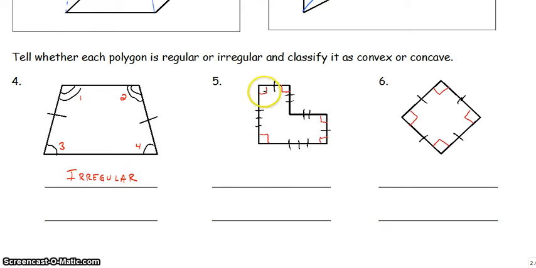Number 5, I have 1, 2, 3, 4, 5 angles in the interior. This is technically a sixth angle. It's not 90 degrees. So this would be irregular as well. But you could also tell from the side lengths. As you look at the side lengths here, this has 1 tick mark, this has 3 tick marks. Automatically, your sides are different lengths. That also makes this irregular.